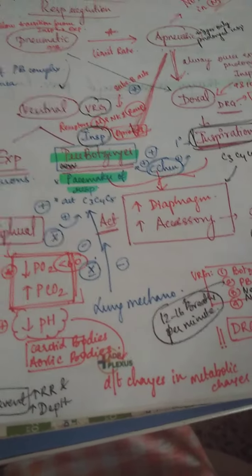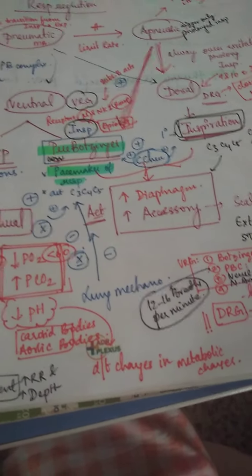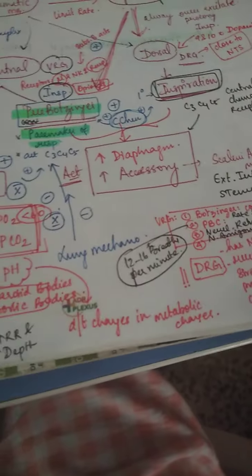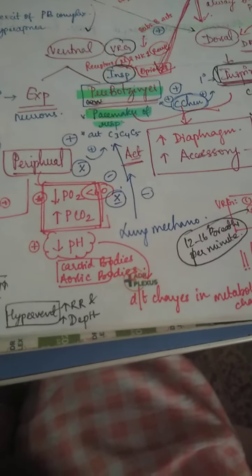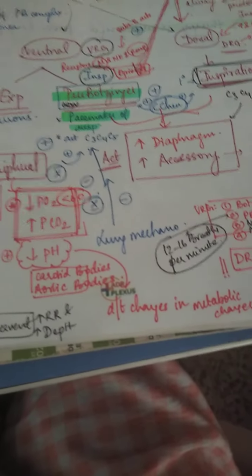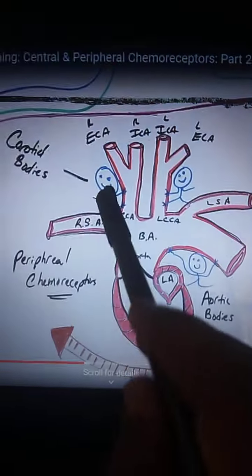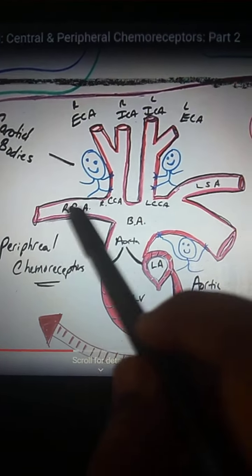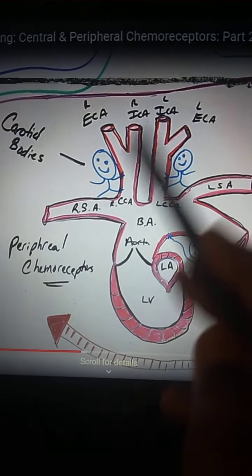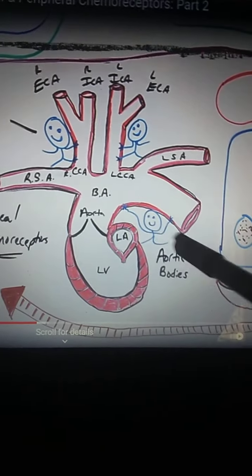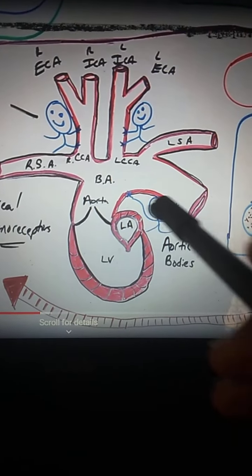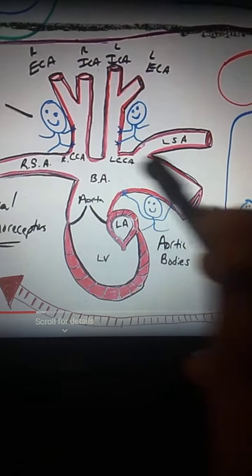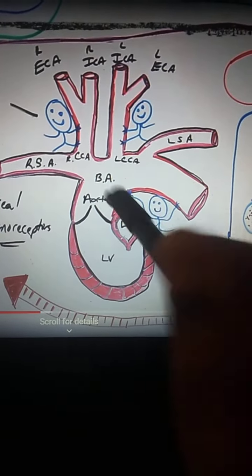Now in case of peripheral chemoreceptors, we have two types of receptors. That is, we have receptors present in the carotid body, and we have receptors present in the aortic body. Now the carotid body is present at the bifurcation of the right subclavian artery and the right common carotid artery, or around the right common carotid artery, and we have the aortic bodies, which are present between the left aorta and the left atrium and the descending aorta.